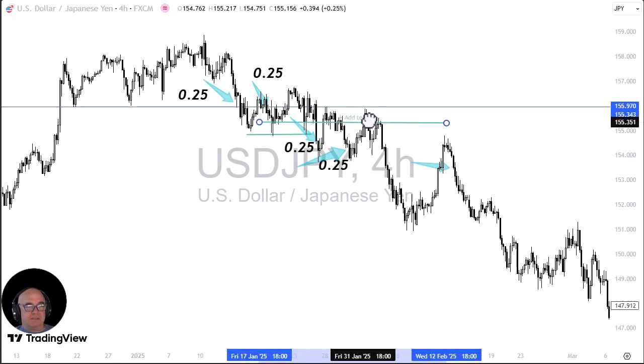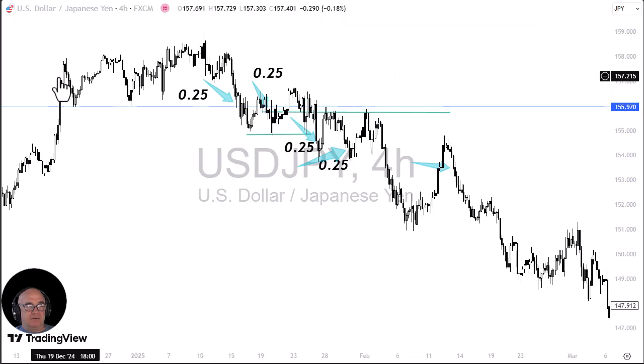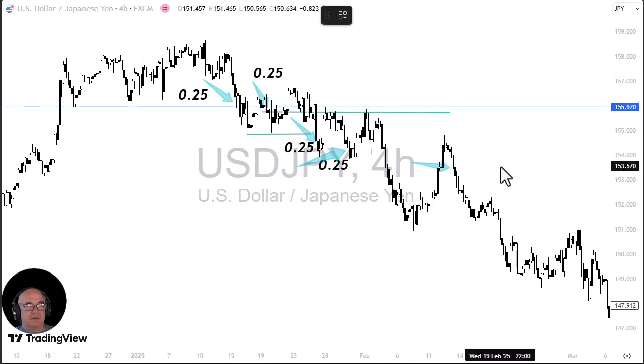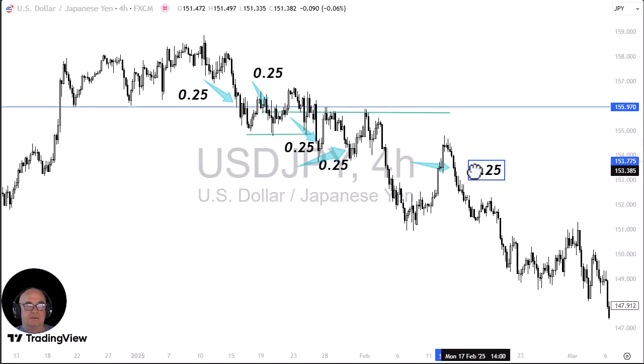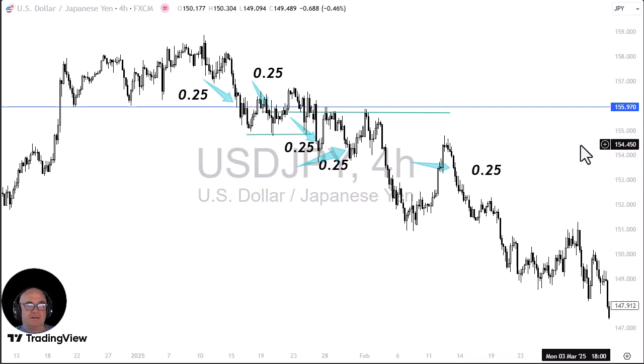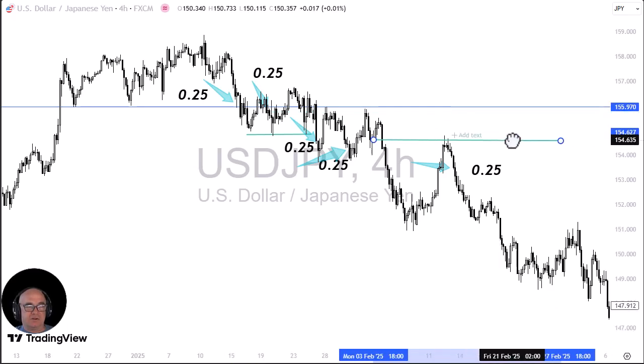And you'll notice that you're now at a 1.25 size position. And you could do it again and again and again, and then you just trail your stop.